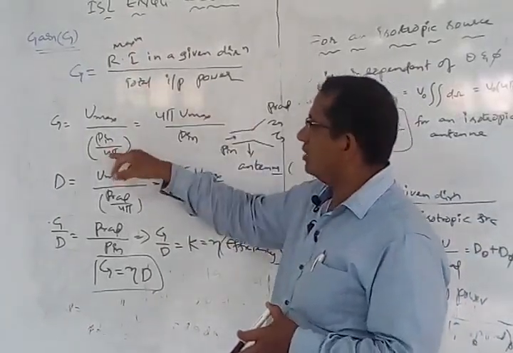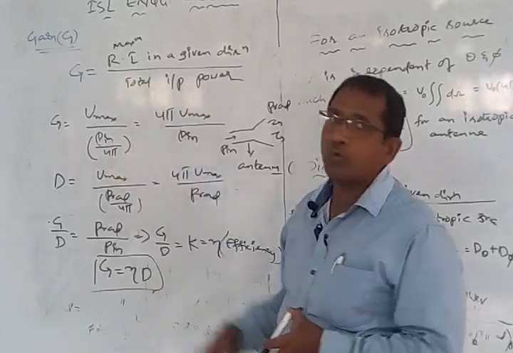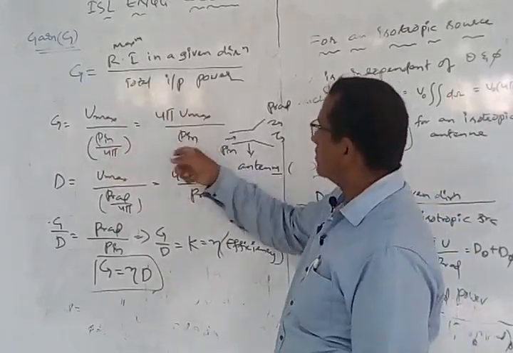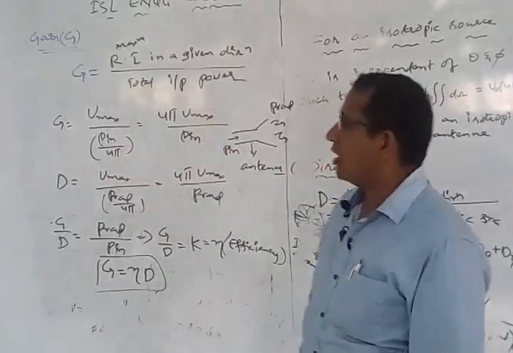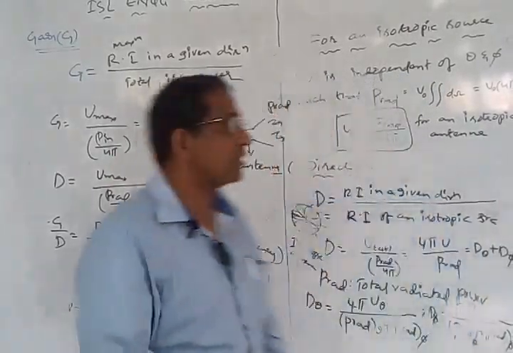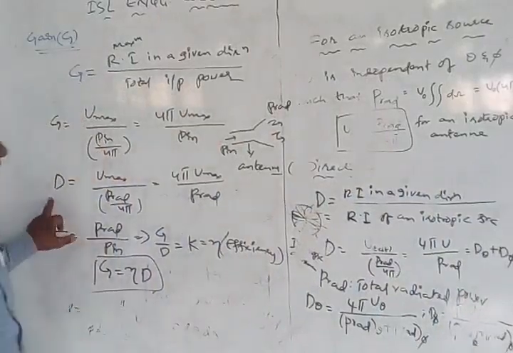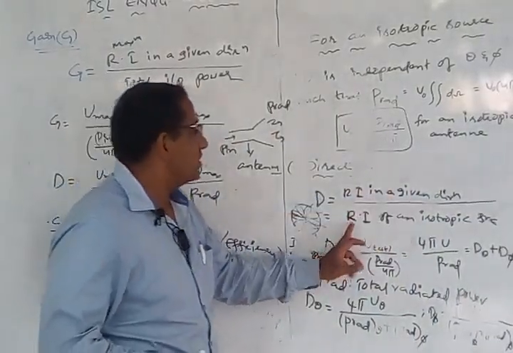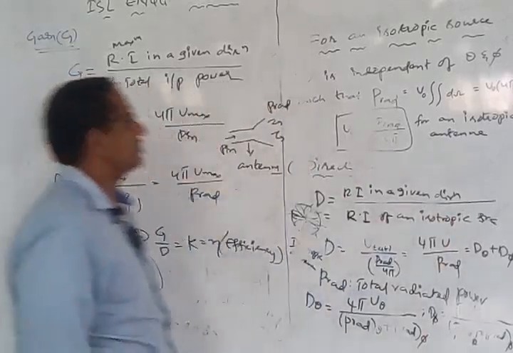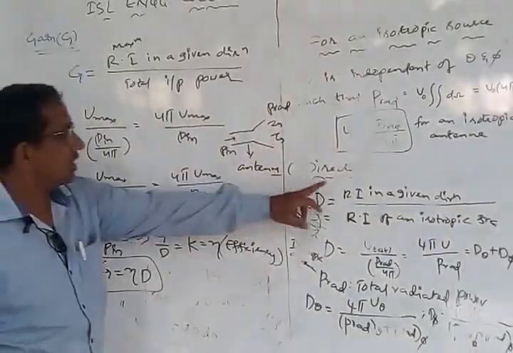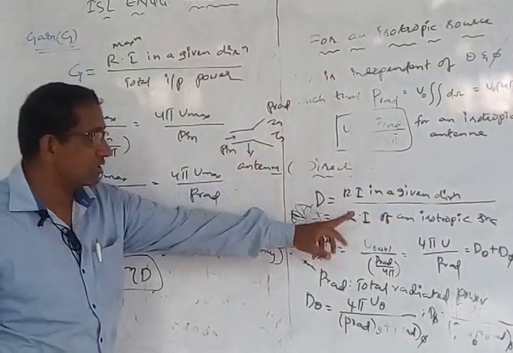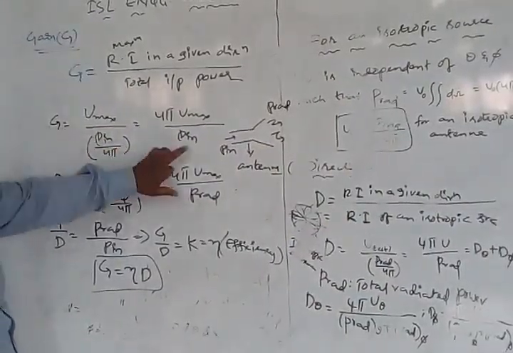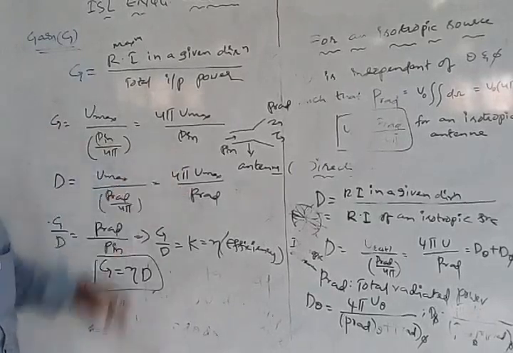So input power means what? I can write this as P in by 4 pi for a spherical coordinate system. So I will be writing this as 4 pi U max by P in. Right. Now we already derived the expression for D, that is called directivity. What is directivity? Radiation intensity in a given direction by radiation intensity of an isotropic source. For directivity we have given it with respect to the isotropic source, but for the gain of the antenna we are writing it with respect to the input power.